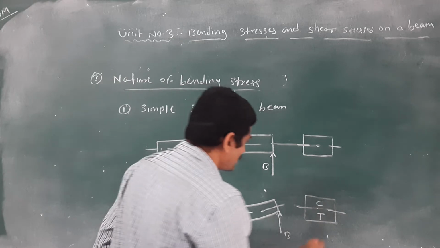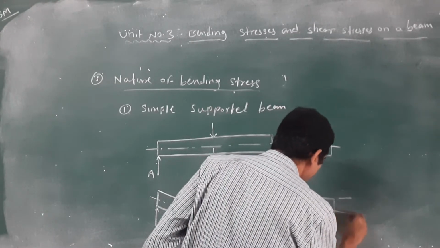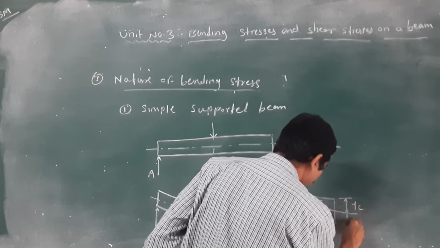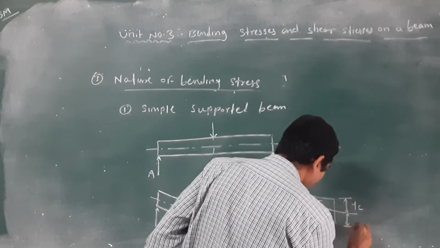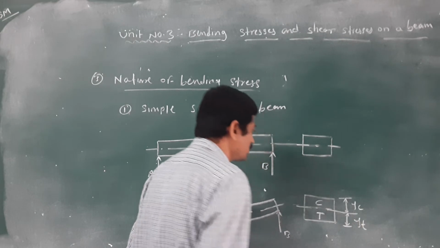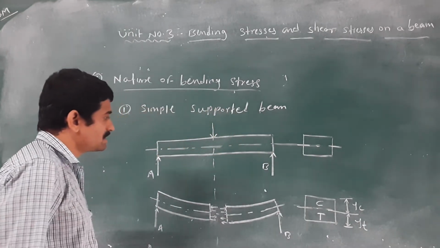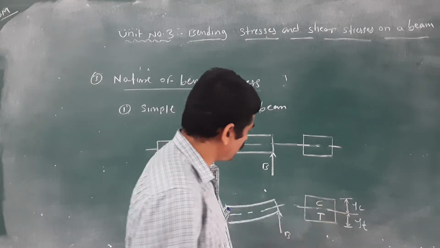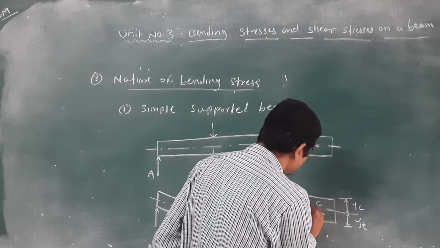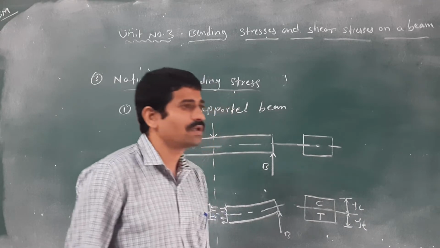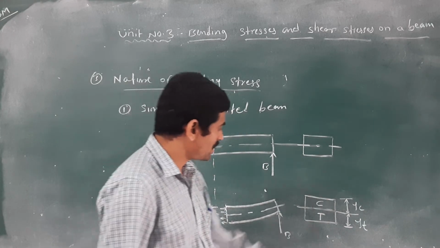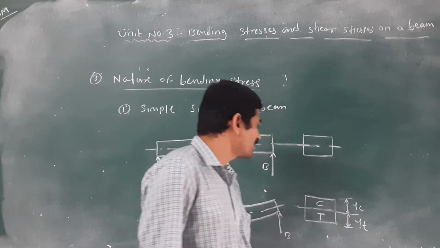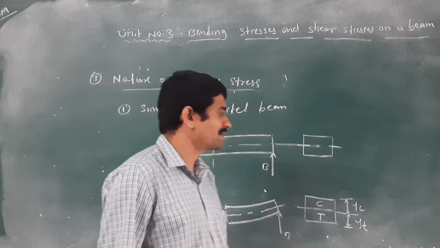Tension is there below. And also you can calculate the depth from the top, you will get the YC, and at the bottom you will get the YT. What is the YC? The distance between the top and the centroid, or from the neutral axis. And YT is the distance from the bottom up to the neutral axis. You will get the tension.